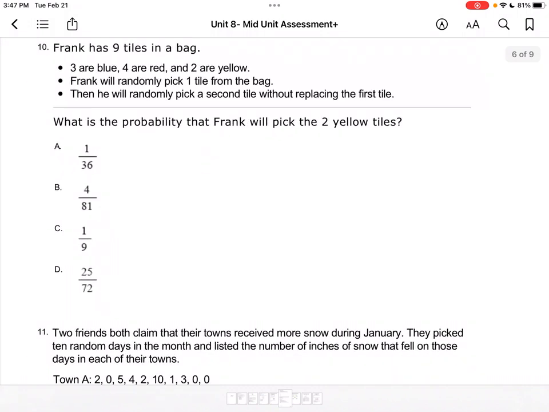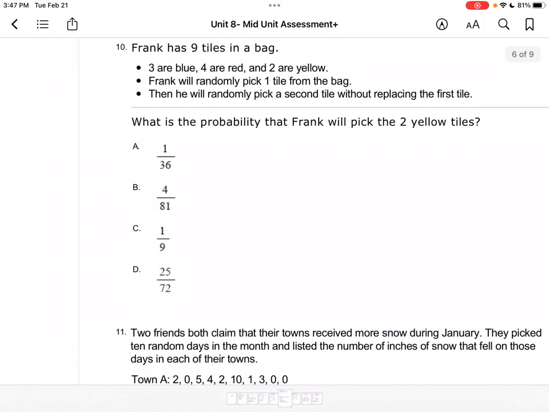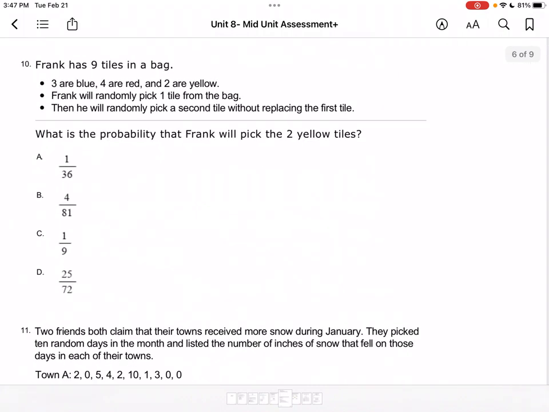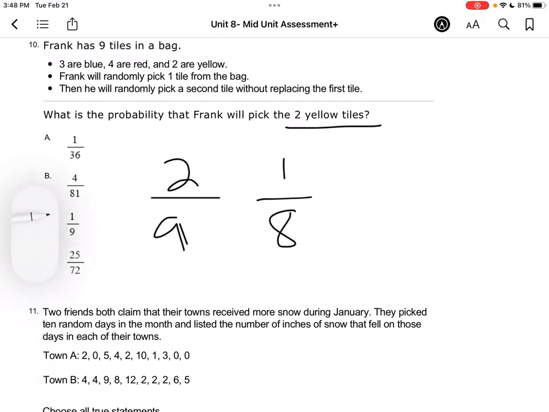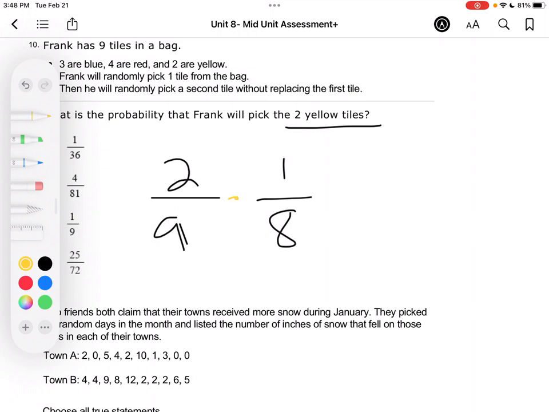All right, Frank has 9 tiles in the bag. Frank will pick 1 tile from the bag at random, then he will pick a second tile without replacing the first. Oops. So what is the probability he'll pick 2 yellows? Well, he has 2 yellows at the beginning out of 9. Then if he's holding one of the yellows, he only has 1 yellow tile left out of 8. So I'm going to reduce this before I multiply. So I get 1/36.